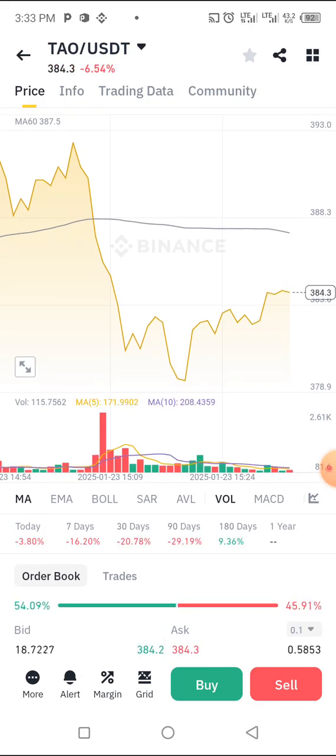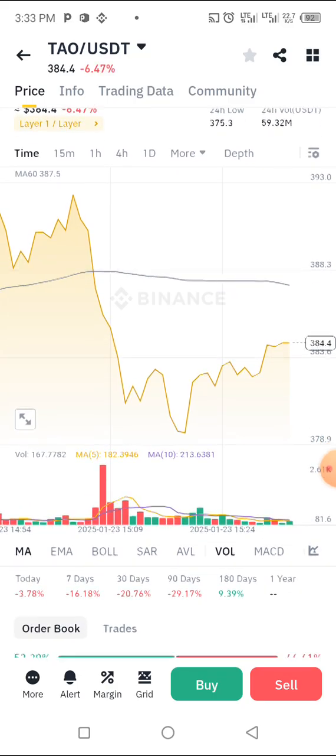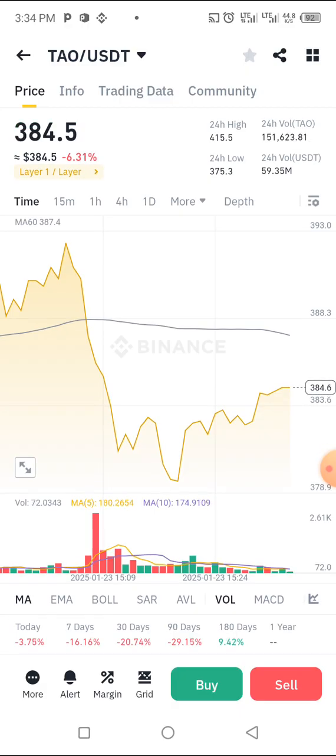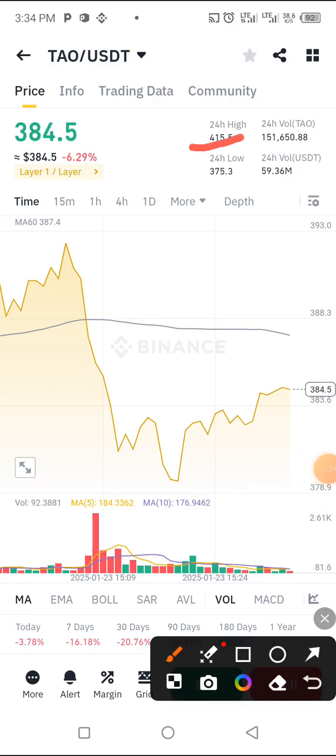Okay, so you can see that this coin is having some negative values here. That means this coin is not moving upward. Which means if you go long on this coin at the current price, definitely you are going to make some little profit. Then you check the 24-hour high. You see that it went to 415, and then the low is 375, which means this coin will go a little bit higher.